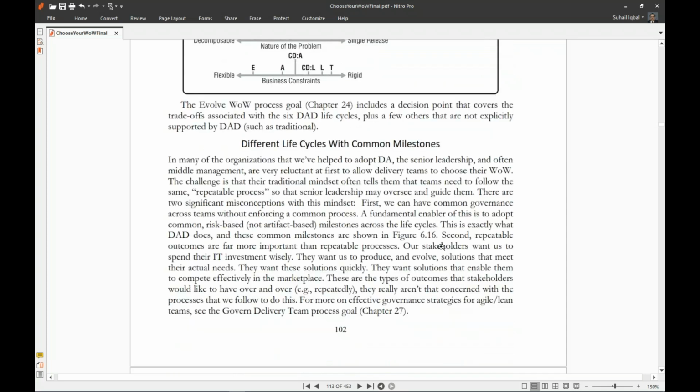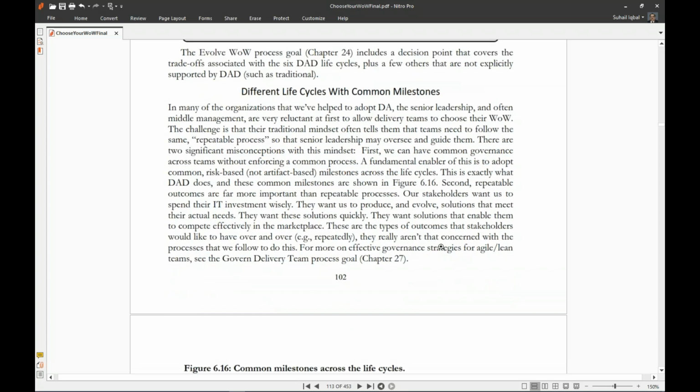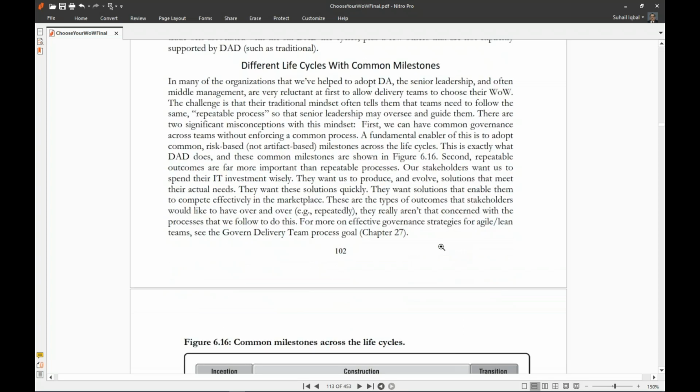The Evolve the WoW process goal, chapter 24, includes a decision point that covers the trade-offs associated with the six DAD life cycles plus a few others that are not explicitly supported by DAD, such as traditional. Different life cycles with common milestones. In many of the organizations that we have helped to adopt DA, the senior leadership and often middle management are very reluctant at first to allow delivery teams to choose their WoW. The challenge is that their traditional mindset often tells them that teams need to follow the same repeatable process so that senior leadership may oversee and guide them.